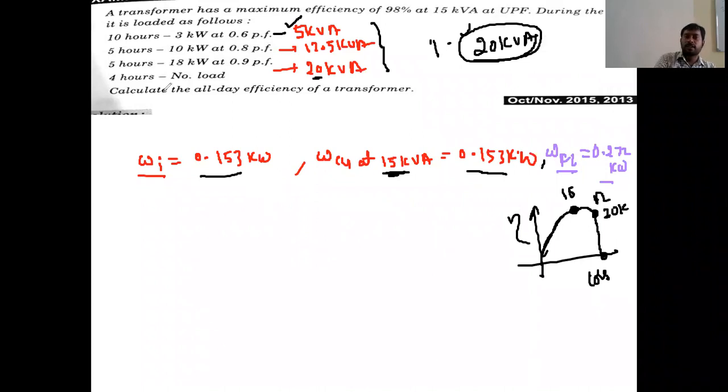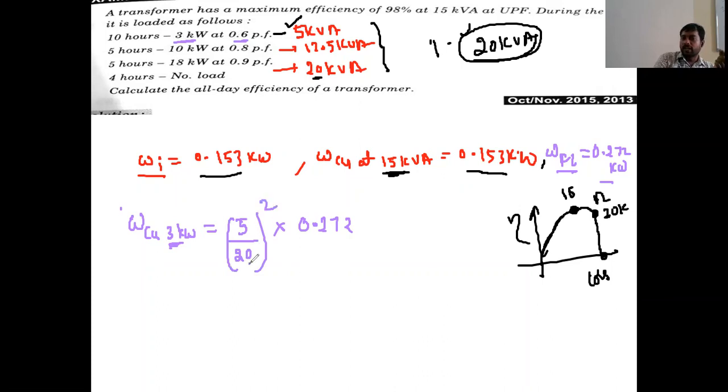So to find that one, we should find the copper losses at 3 kilowatts. At 3 kilowatts, the kVA is 5 kVA. So copper losses at 3 kVA, where full load copper losses are 0.272 kilowatts. At 3 kilowatts, the kVA is 5, so 5 kVA by the maximum kVA, 20 kVA, whole square.